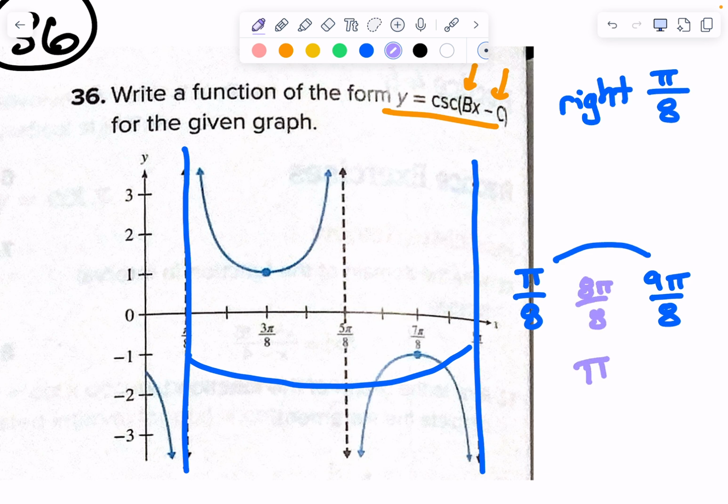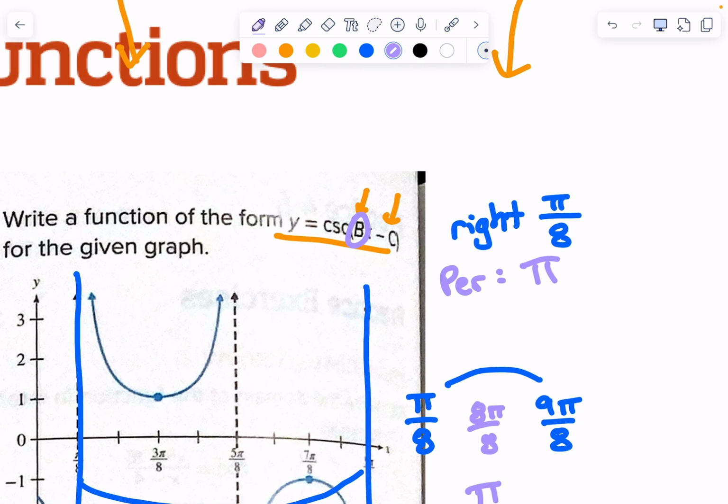So that means that the period is pi. All right, so I'm going to find B first. And this is where we're working kind of backwards. To find the period, I take 2 pi and I divide by B to get the period. But now I know the period. The period is pi, so I put him there.